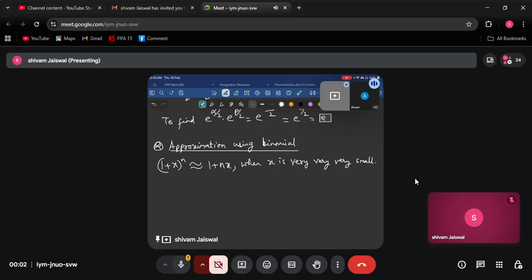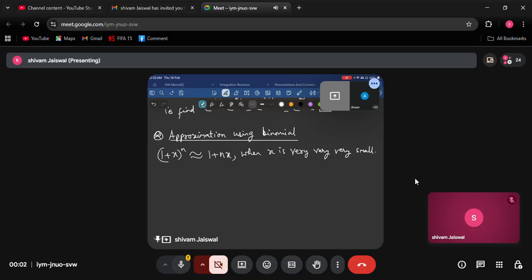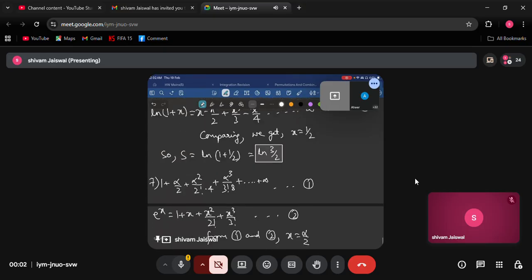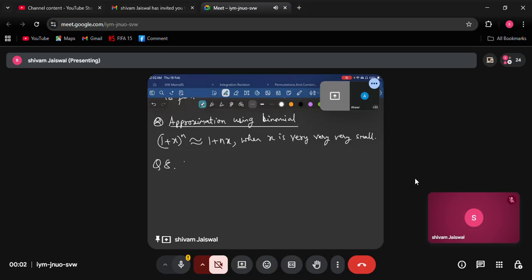It is similar to 1 plus nx. So let us do some problems. Question number 8: find the cube root of 126, which means you have to find the approximate value. Part 2: cube root of 28. Quickly send, everyone. Very easy. You can give your answer quickly.